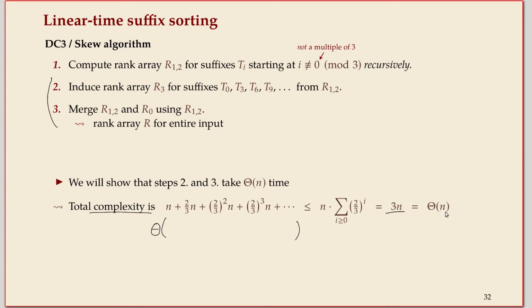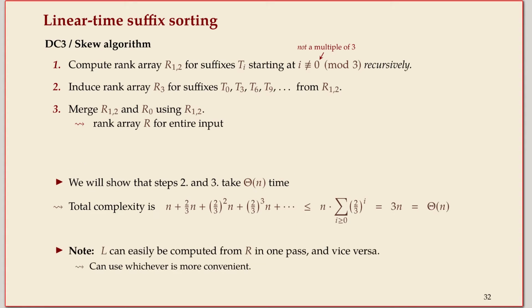So what remains to be shown is this. That's the crucial part. We have to show that these steps 2 and 3 can be done in linear time. And okay, a last thing is we compute R instead of L, but we can use a simple linear method to compute one from the other. So whenever we have one, we can assume we also have the other one. So we can go left and right.